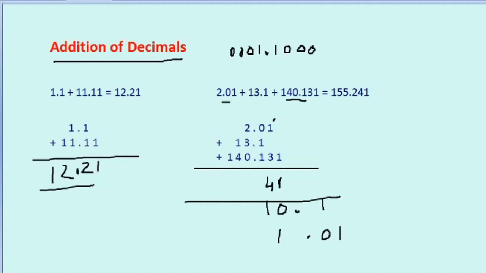Now next, 1 plus 1 will be 2. Then we write a point here. After this, we add these numbers. 2 plus 3, 5. 5 plus 0, 5. 4 plus 1, 5. And this 1, there is no number here. So this becomes 155.241. Addition is very simple, isn't it?